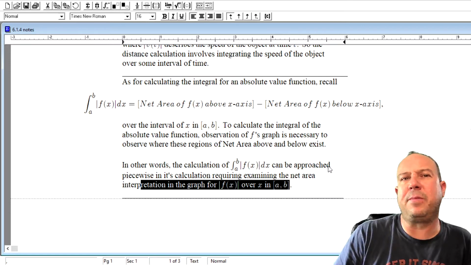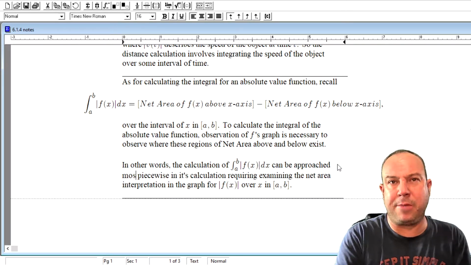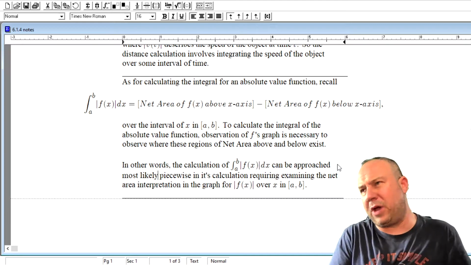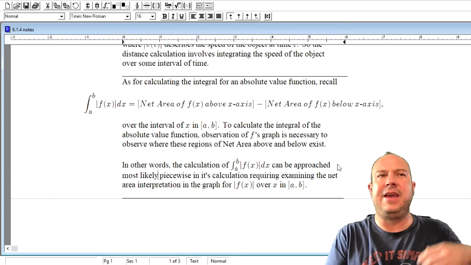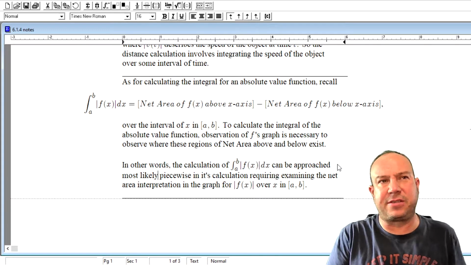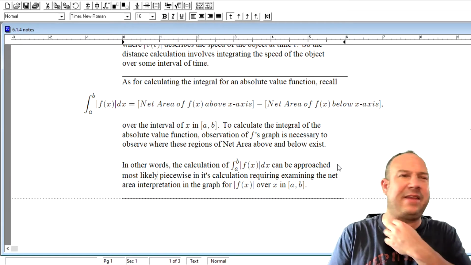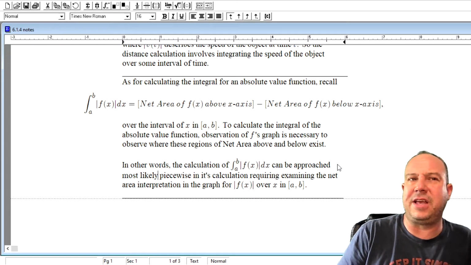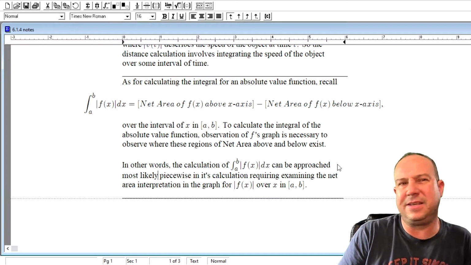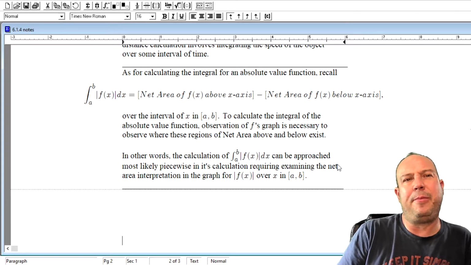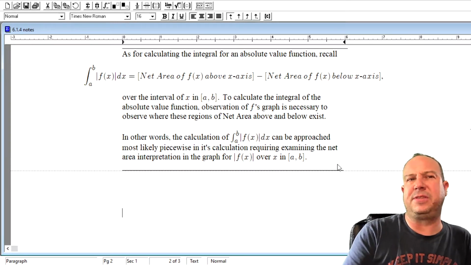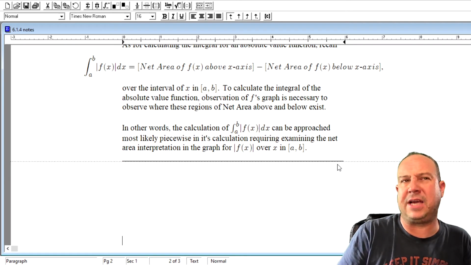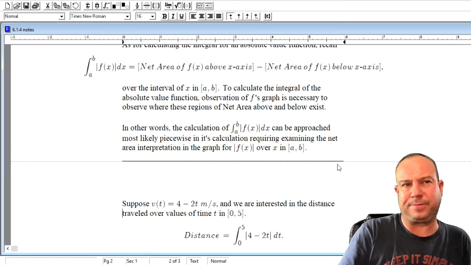All right? Can be approached, I should be careful there, most likely piecewise. Not always is it going to be piecewise. If the absolute value of f of x is equivalent to f of x, meaning that f of x really never becomes negative, then they're equivalent in calculation, and you wouldn't have to do a piecewise. All right? But if f of x ever happens to dip to a negative value, you are going to have to break it up into a piecewise understanding.